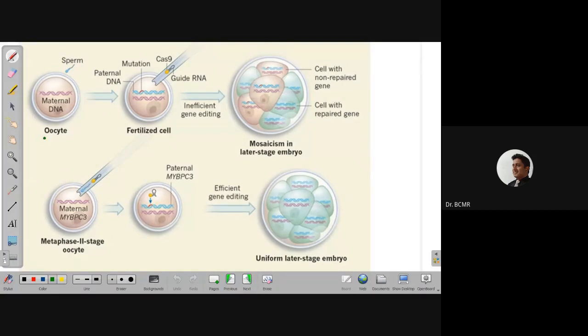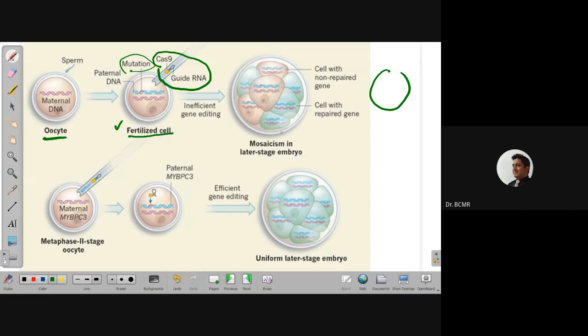One is, if we have the oocyte and we allow it to fertilize, right after it's fertilized, we can use the CRISPR-Cas9 system to modify the mutation. Once we have modified the mutation, then we are likely to have a corrected embryo, because all the cells in the body will come from the fertilized embryo.